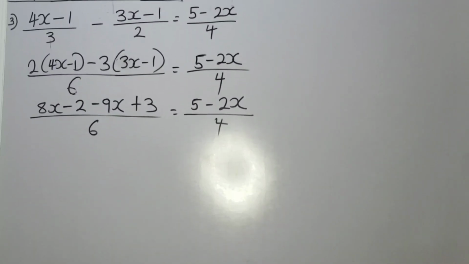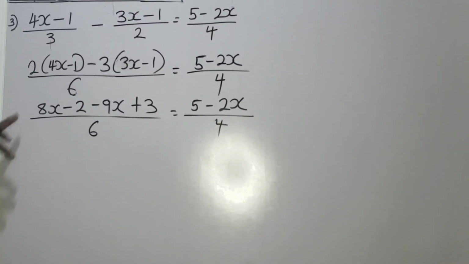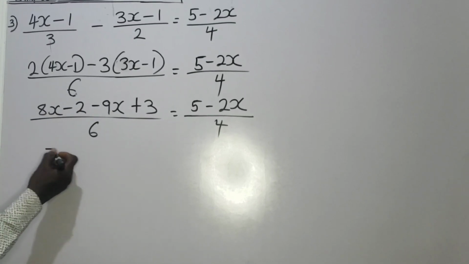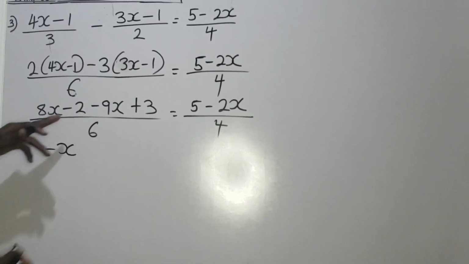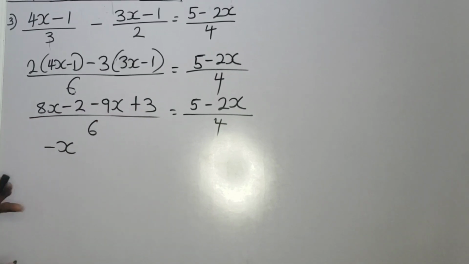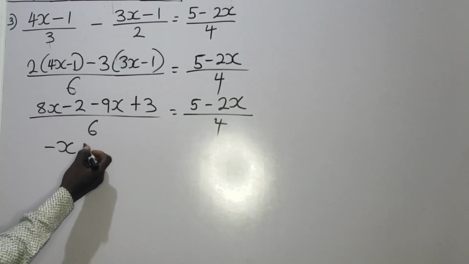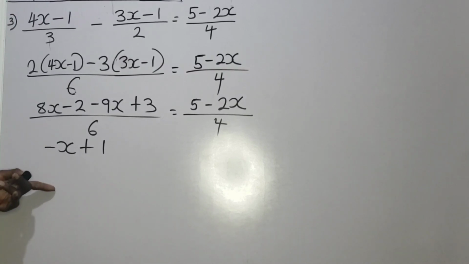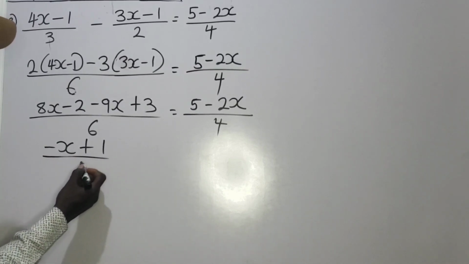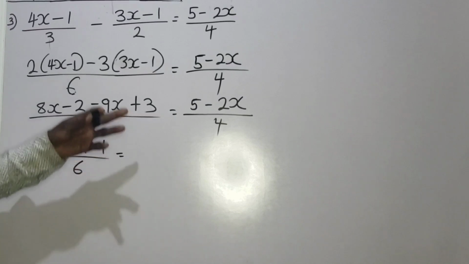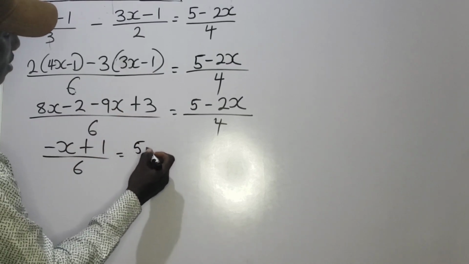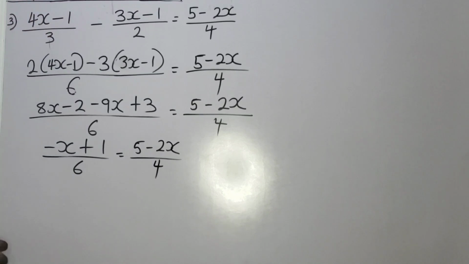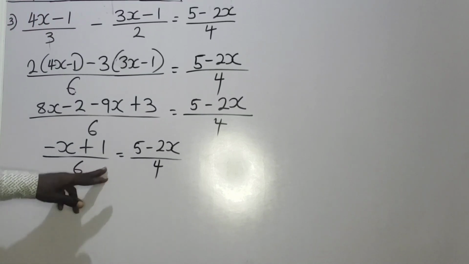Now we can collect like terms. 8x negative 9x will give us negative x. So I'm going to have negative x, and negative 2 plus 3 will give us plus 1. So I'm going to have negative x plus 1. I'm very sure you understand how I got this. So this all over 6 is equals to 5 minus 2x all over 4. Now we have two fractions, and the sign between the two fractions is equals to sign.